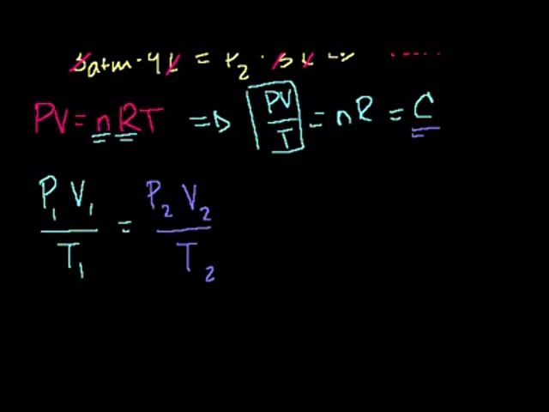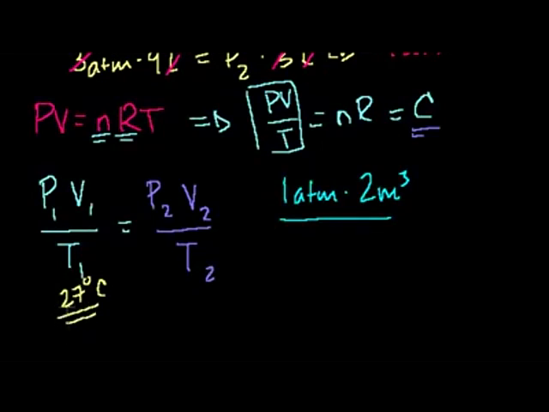For example, let's say I start off with a pressure of 1 atmosphere, and a volume of 2 meters cubed. I'll switch units here just to do things differently. Let's say our temperature is 27 degrees Celsius. I wrote Celsius because I want you to always remember you have to convert to Kelvin. So 27 degrees plus 273 gets us exactly to 300 Kelvin.